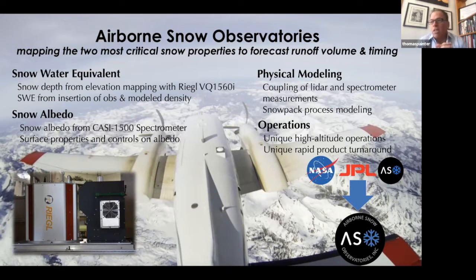The snow water equivalent comes through a combination of our snow depth measurement, and then the snow density, which comes from modeling and constraint on that modeling from the field observations. So we don't want the field measurements to go away at all. We absolutely need those moving forward. The snow albedo comes from an imaging spectrometer in the visible through near-infrared wavelengths. And then we have the physical modeling that ties all of this together.